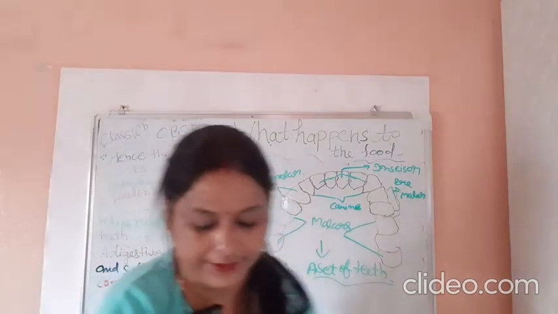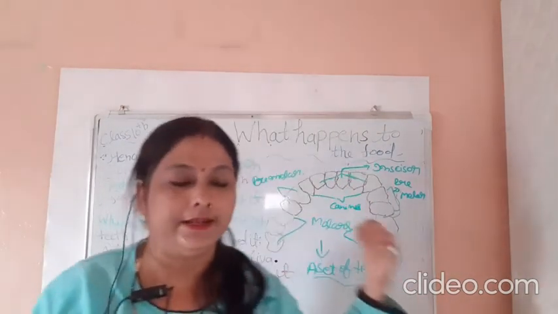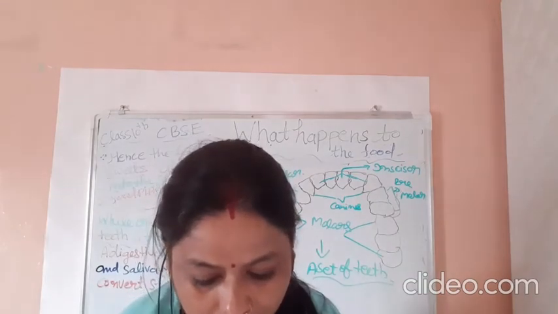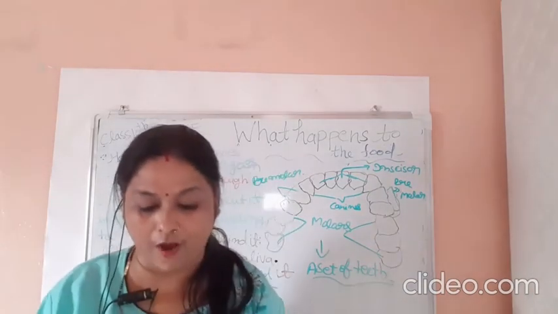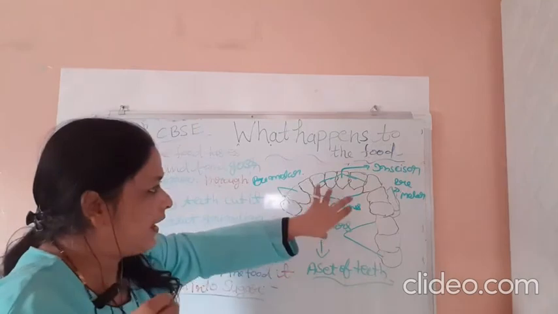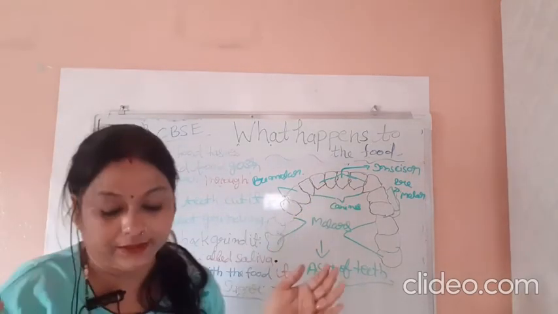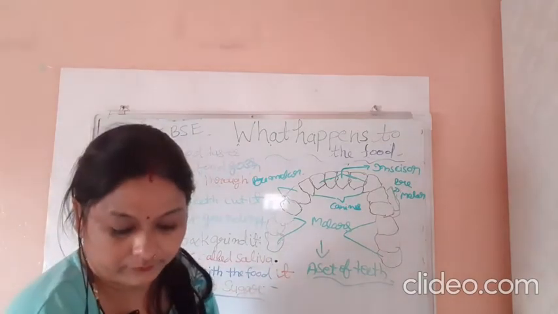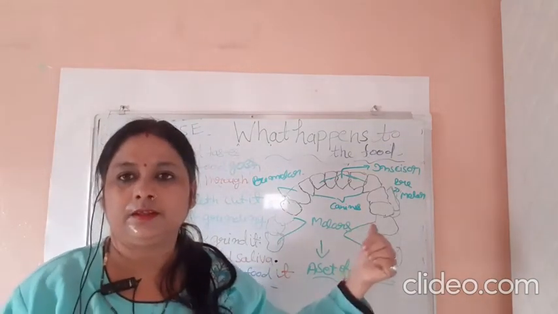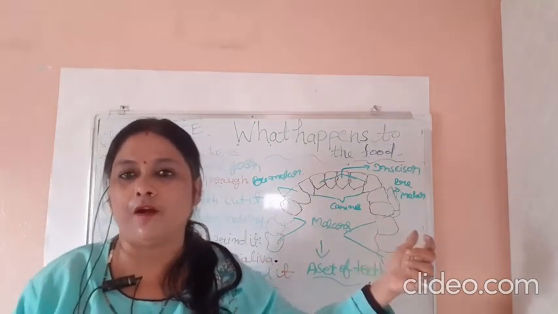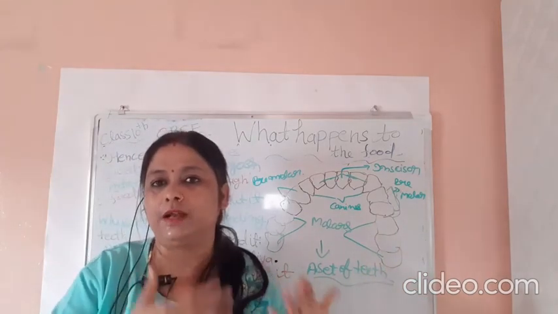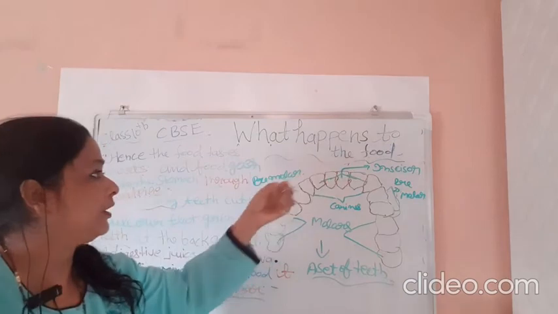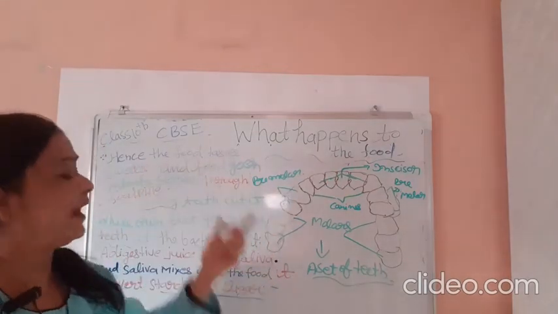So this is a brief description of what happens inside our mouth. Here we draw the anatomy of the mouth again. The anatomy of the mouth we will discuss in the next video. Here we only discuss what happens to the food inside our mouth.